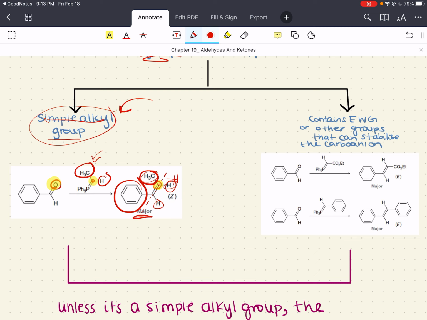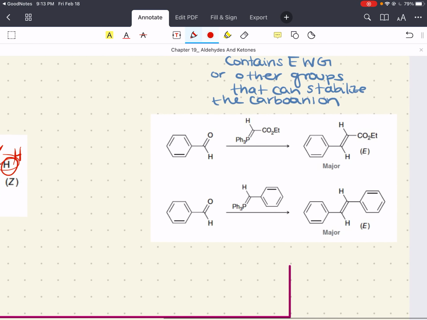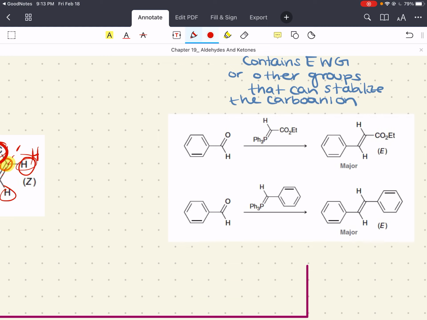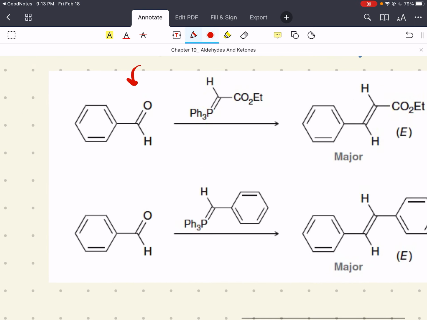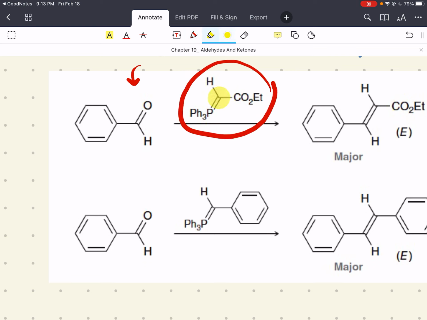But if your Wittig reagent contains some electron withdrawing group or any other group that can stabilize the carbanion, for example some sort of carbonyl, then your major product is the trans product or the E product. So let's look at this really quickly. Here's our aldehyde, good old aldehyde. Here's our Wittig reagent. Here's the carbon.